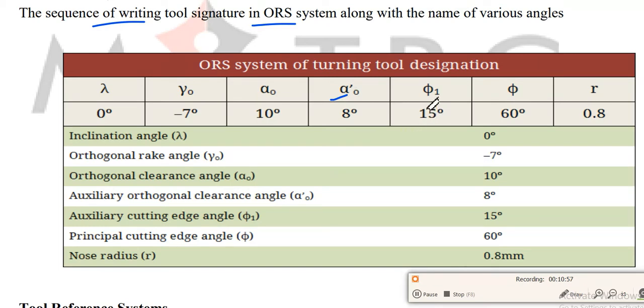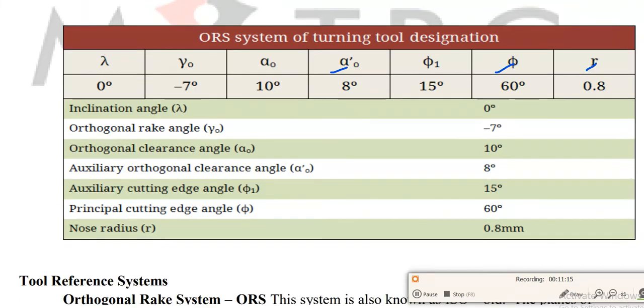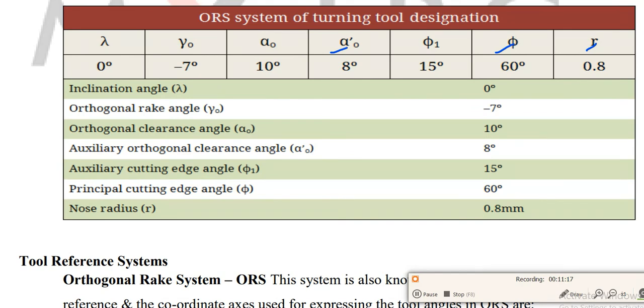Next one is the auxiliary cutting edge angle phi 1 should be 15 degree, and principal cutting edge angle phi should be 60 degree, and r is the nose radius, that should be 0.8 mm. So these are the ORS system of the turning tool designation, that is denoted by the various symbols.